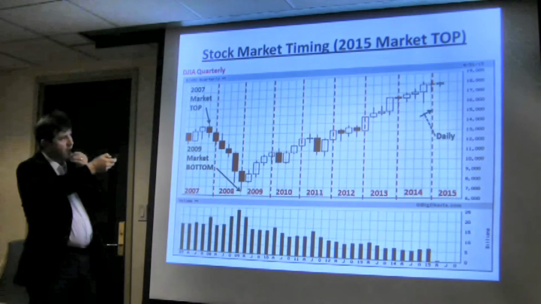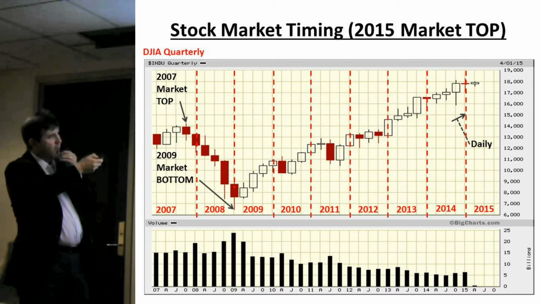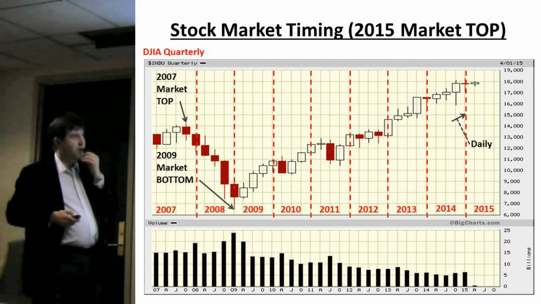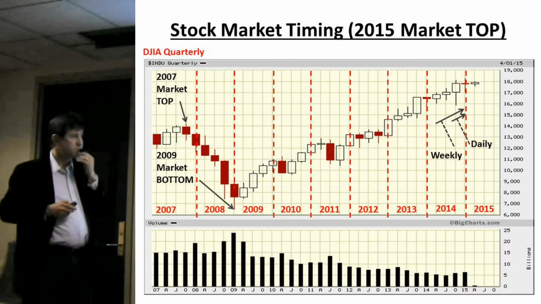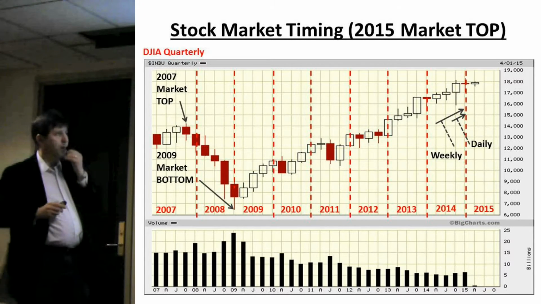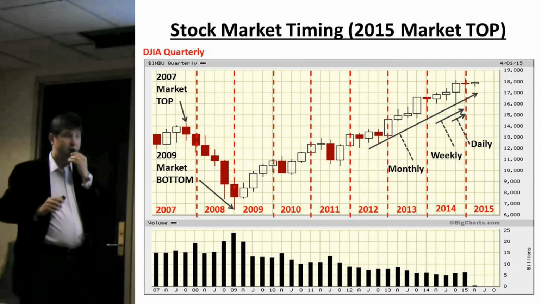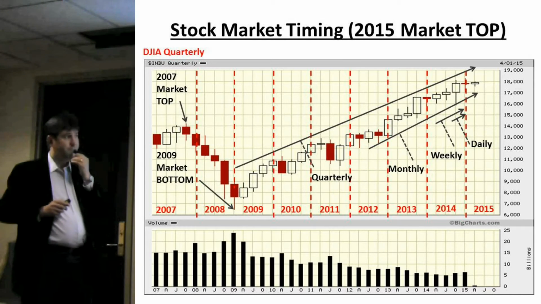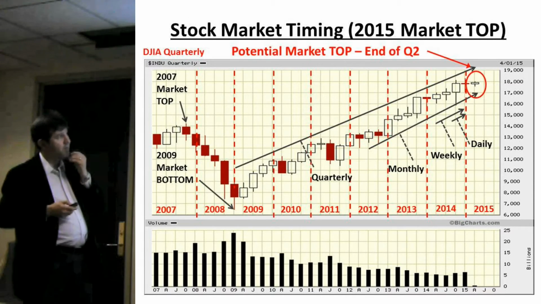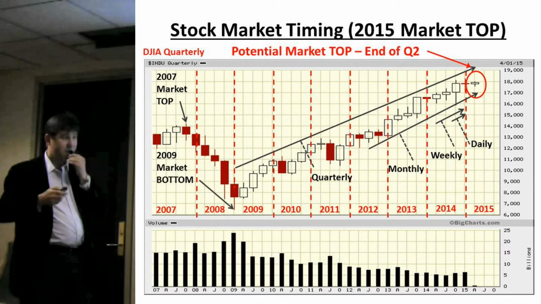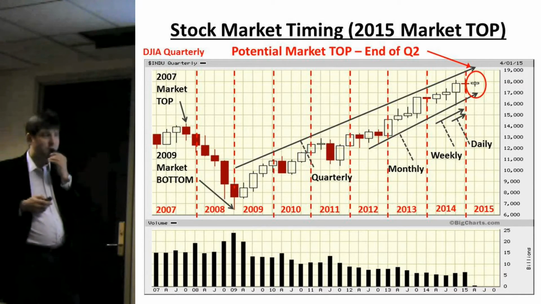momentum on the daily, weekly, monthly, and quarterly charts on this quarterly chart, these upward arrows show momentum upwards in the market and the price. But where the arrow ends, that momentum starts to weaken. And they're all weakening at the same point. So that's why I said around the end of Q2, about April, May, June, we may see a top in the market.